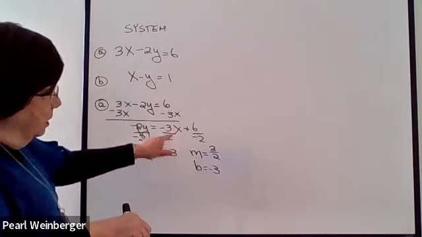I could do this again. Rise 3, 1, 2, 3, 1, 2. Or I could have gone down 3, but then I have to go 2 to the left.